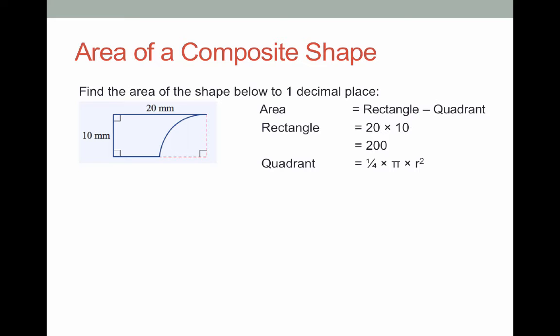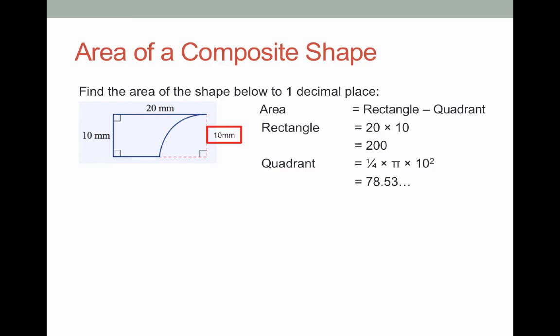Now if I look at my shape, I can see that the vertical line on the left hand side is 10 millimeters. This means that because it's a rectangle, the opposite side is also 10. This is our radius. So the quadrant is going to be a quarter times pi times 10 squared. Putting that into my calculator, I get an answer of about 78.53 with a whole bunch of decimal places after it.